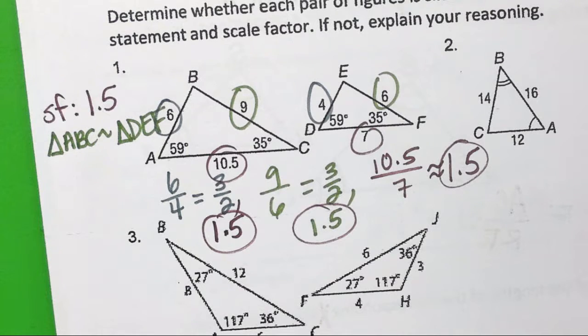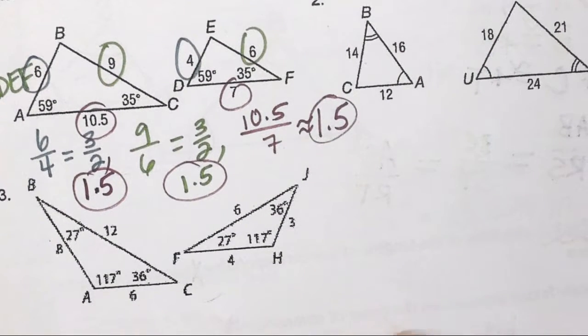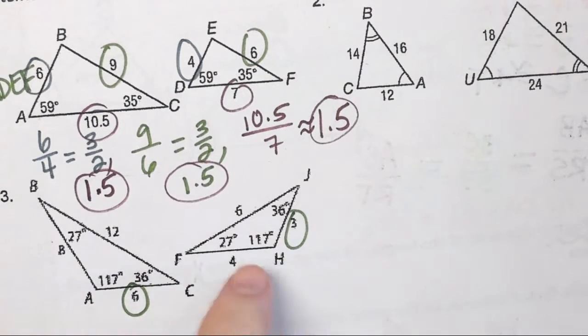Okay. Are there any questions about number 1? Julianne's already on number 2, and that is the one we're going to work. But let's look at number 3. In number 3, if I did 6 from this triangle, what number would I need to use from the other triangle? 3, 6, or 4? 3, because it's between the 117 and the 36. We're not going with 6 and 4 because they're both on the bottom. We're going with 6 and 3 because of the angles they're in between. They're in between the same measured angles.